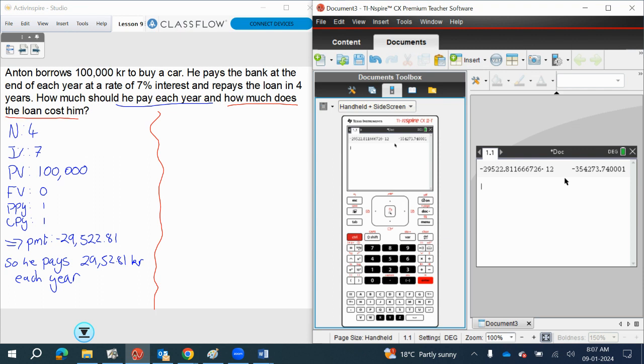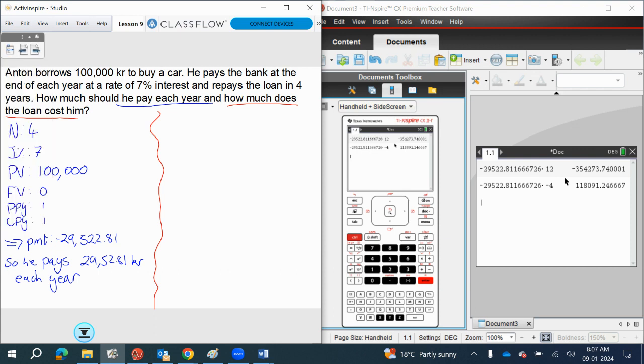No, why am I times it by 12? I did something drastically wrong. Let's times by 4, but I'll times by minus 4 because I'm sick of it being negative. I don't want it to be negative, and this looks better. So we need 4 times 29,522.81, which is equal to 118,091.25.